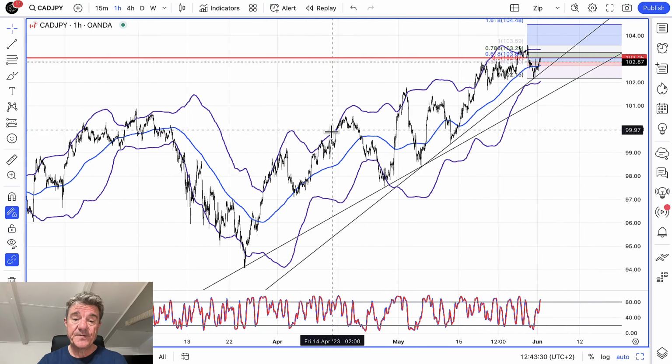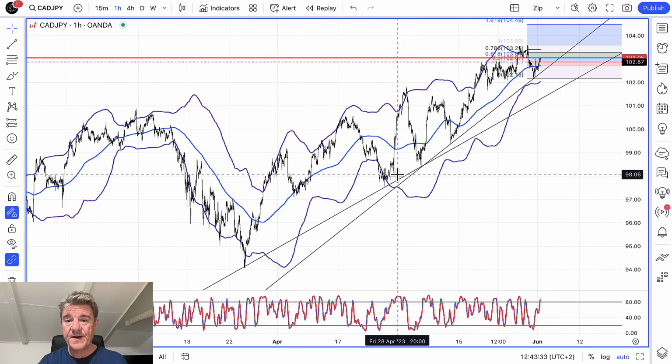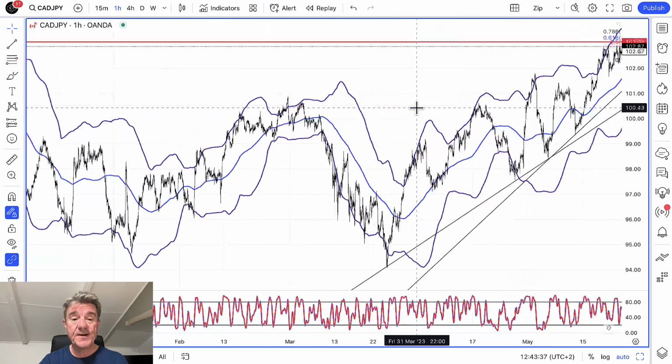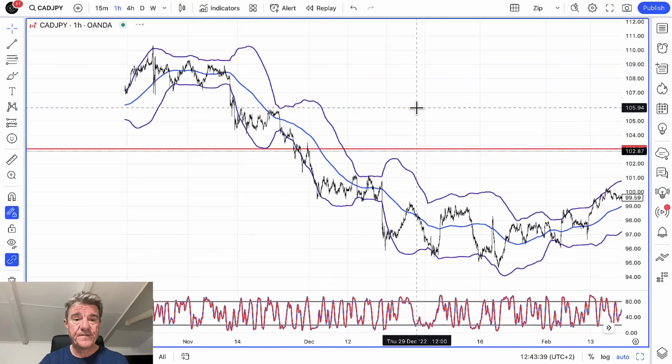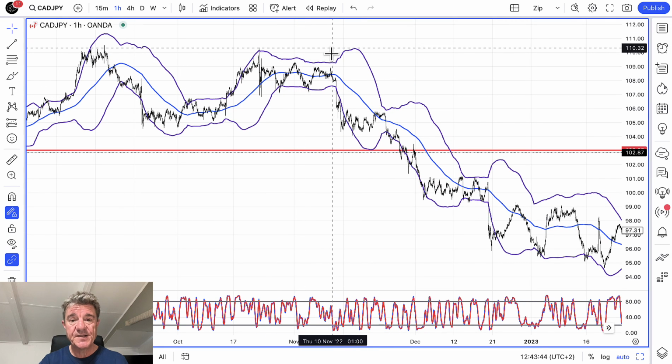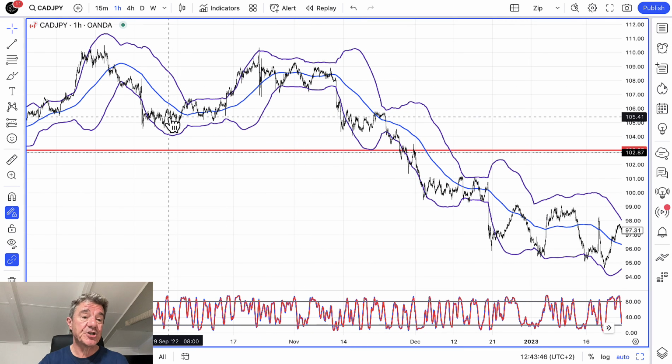Bit of faffing around, a little bit of a squeeze there, directional move up and down. And here we've got a really good squeeze going on. So the next move is going to be a big one. And you'll see this over and over and over again. There we've got contraction, Bollinger Band squeeze, followed by expansion and a directional move.